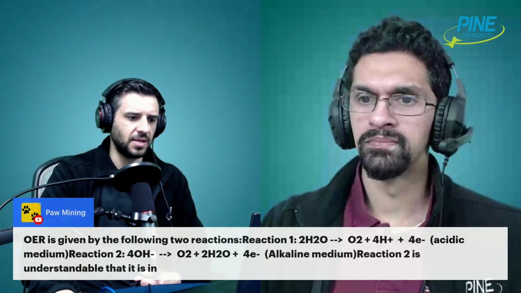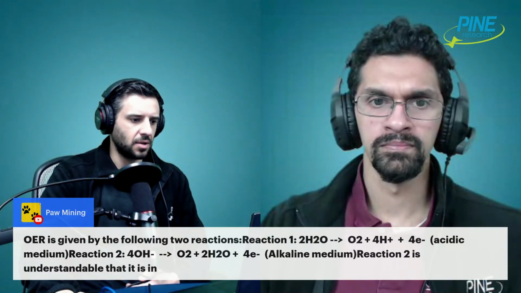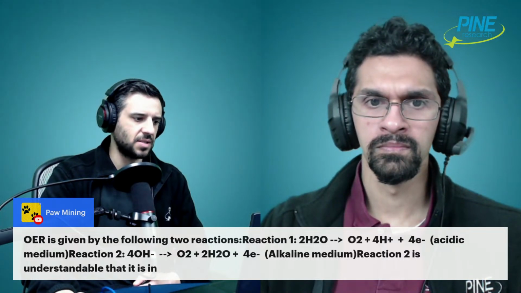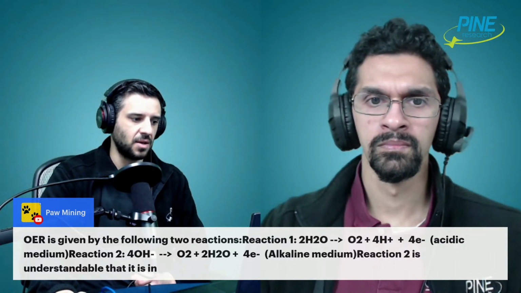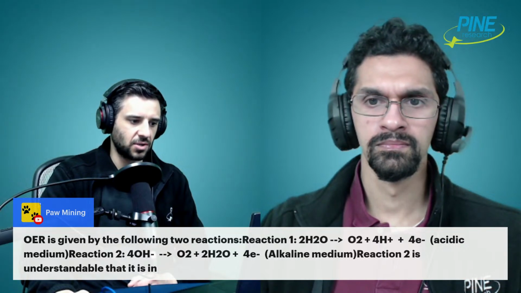And then the next question Paul Mining has is related to OER. So you've laid out basically the acidic and alkaline reactions for OER here. The acidic reaction is 2 water molecules give you oxygen, 4 protons, 4 electrons. And the reaction for alkaline media is 4 hydroxide ions give you oxygen, 2 water molecules, and 4 electrons.